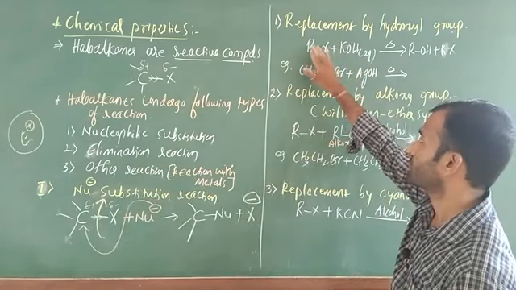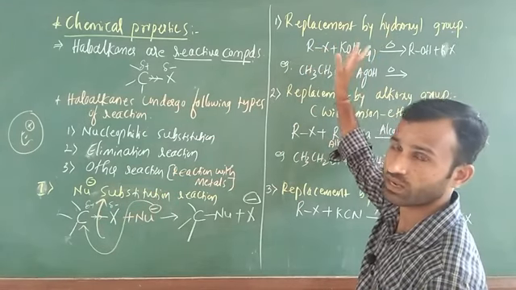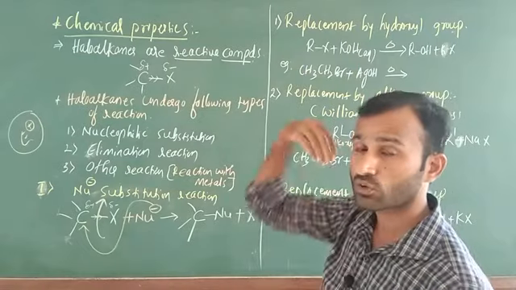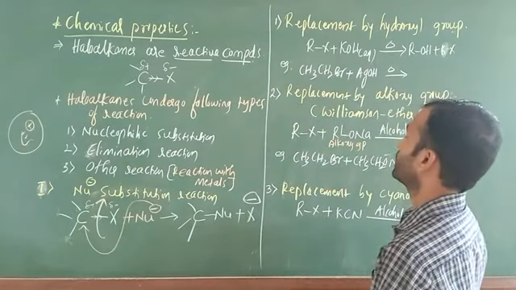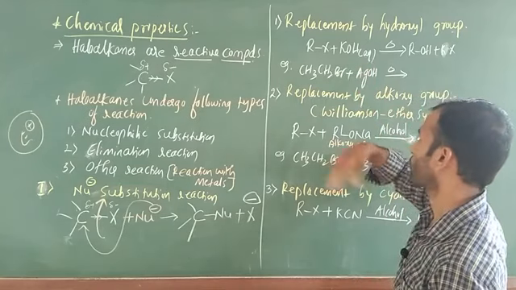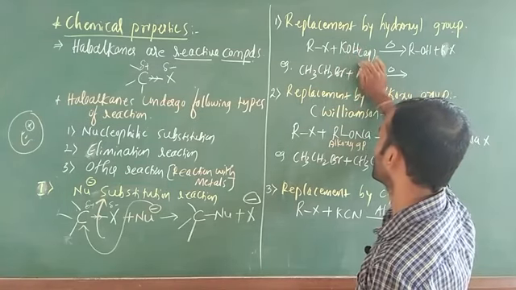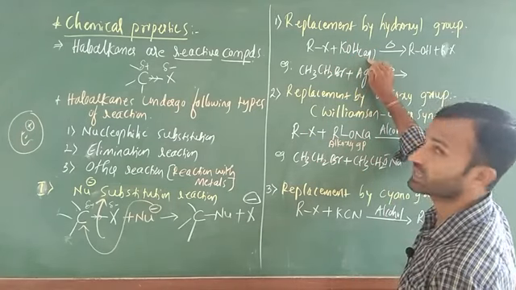Replacement means one element is already there; we have to remove that element and another electron-rich center is going to attack. That indicates replacement. In this case, KOH is aqueous. This AQ indicates aqueous.